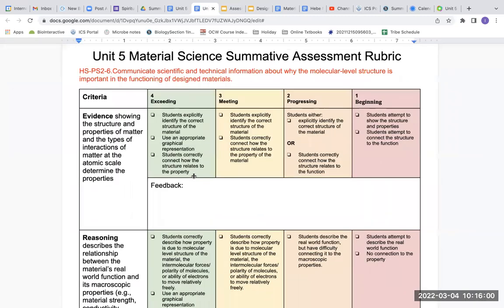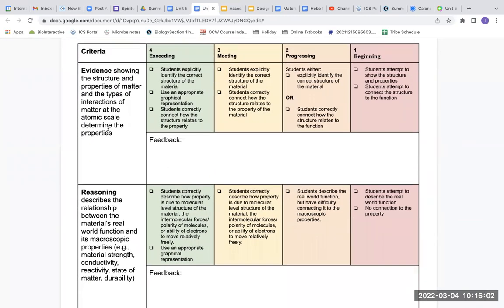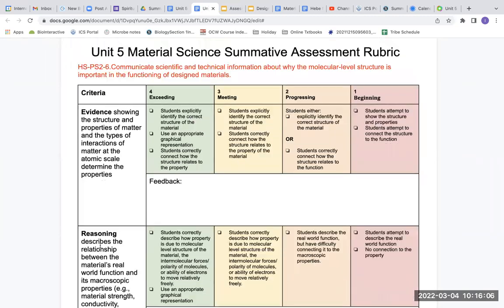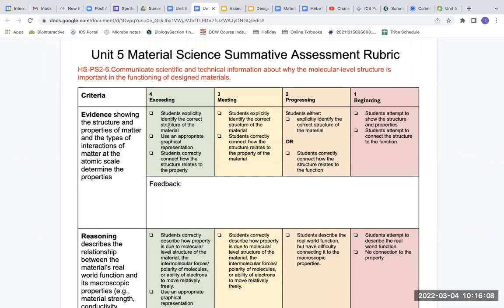Your rubric has three major parts: the evidence, the reasoning, and the presentation. Each of these parts is worth 4 points max, all right? So if you do this part really well, you can get all 4 points. If you don't do it so well, you may get a 3 or a 2 or even a 1 if you're not really meeting the basic requirements.